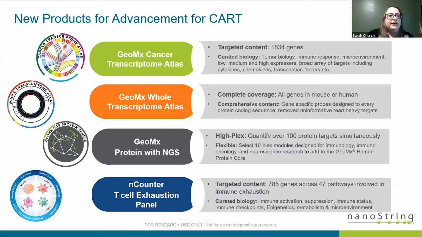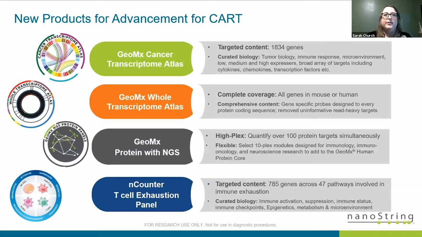The next product that has also just launched is our protein profiling for GeoMx that is new with NGS readout. This now expands the ability to measure more targets, so over 100 targets simultaneously. It contains biological content that's flexible, with the ability to select different 10-plex modules covering immunology, immuno-oncology, and neuroscience. So depending on your tumor type of choice, you can mix and match those as you wish.